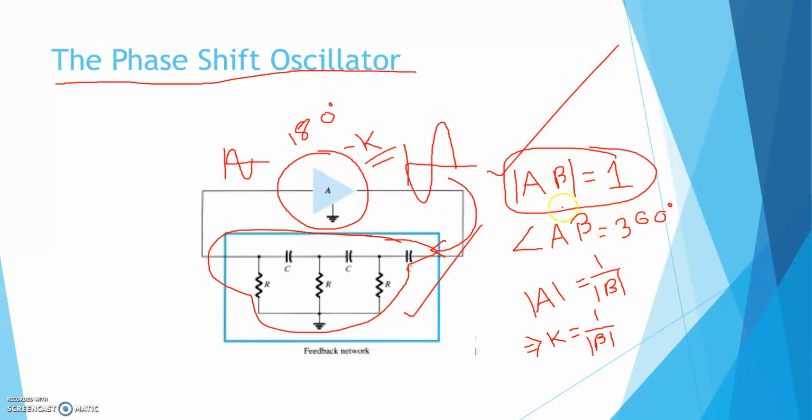Now we have to satisfy the second equation, that is angle A beta equal to 360 degrees. That means somehow we have to design the circuit in such a way that the feedback network should provide 180 degree phase shift. Clear? So how this happens, let us check.